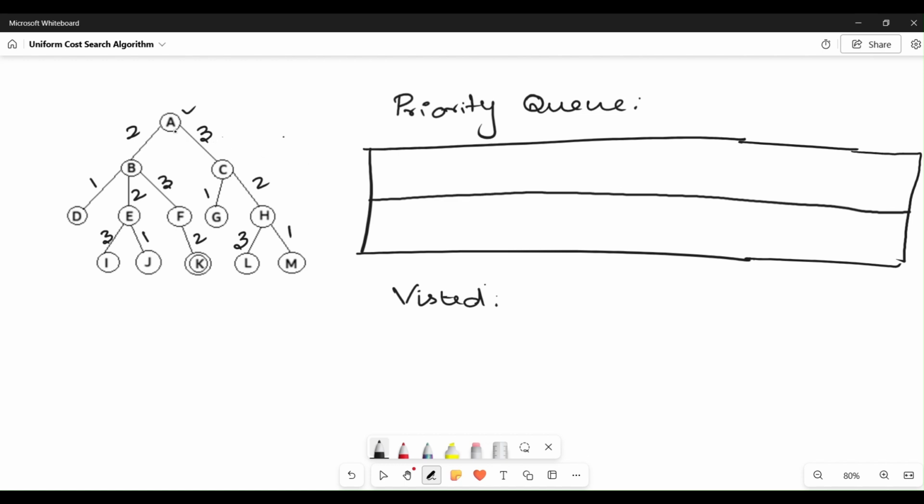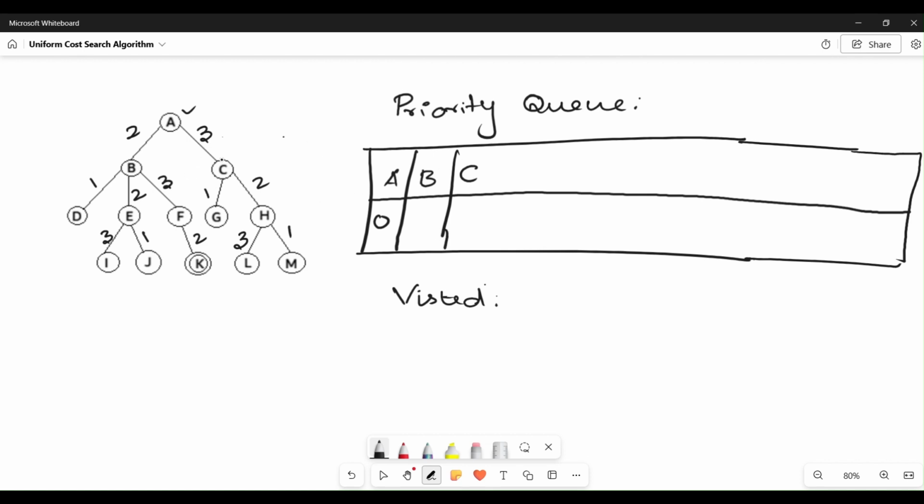The first step is that the starting node will enter into the priority queue with a cost of 0. This is our first step. Then the next step, we will be expanding the starting node. Along with that, we will traverse through all its neighbors. There are two edges, leading to B and C. So we are exploring the starting node.